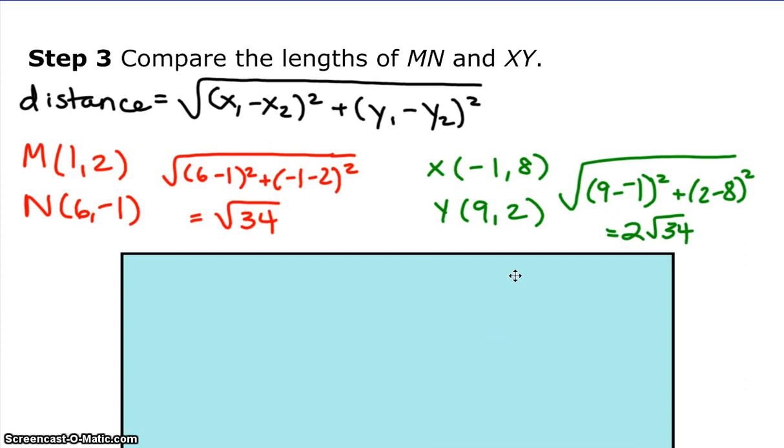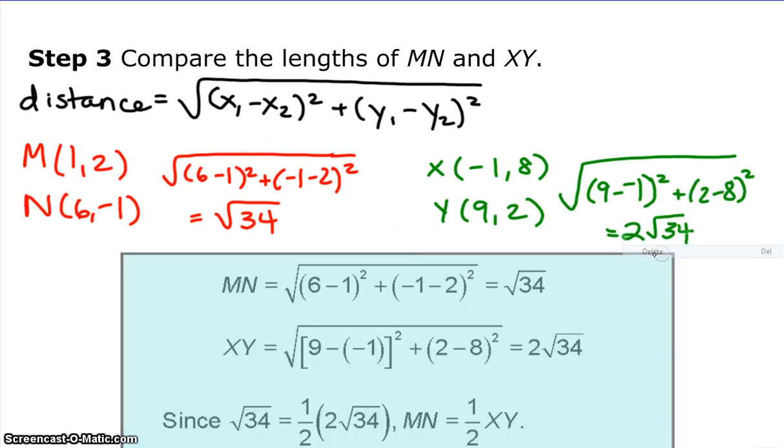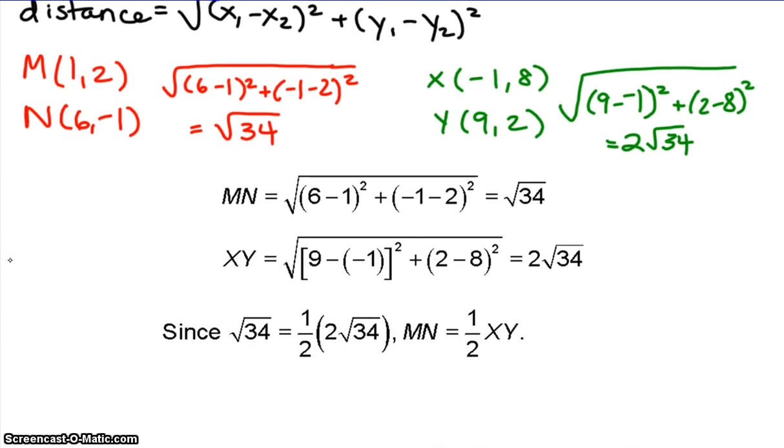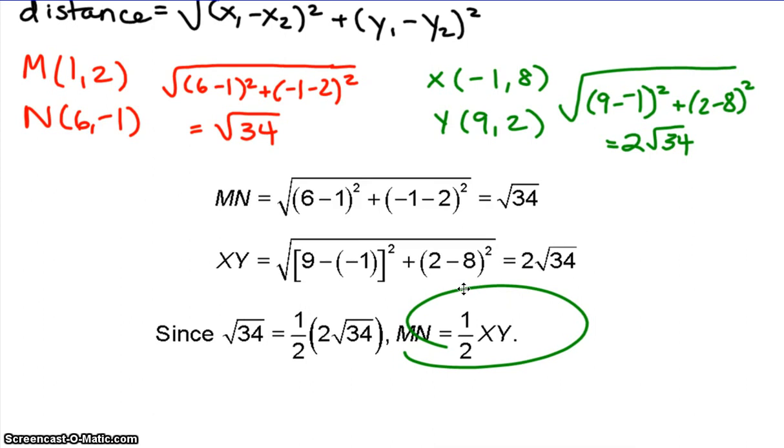So what we can see here is that square root of 34 is going to be 1/2 of 2 square roots of 34. So we can see that MN is going to be half the length of XY. There we go.